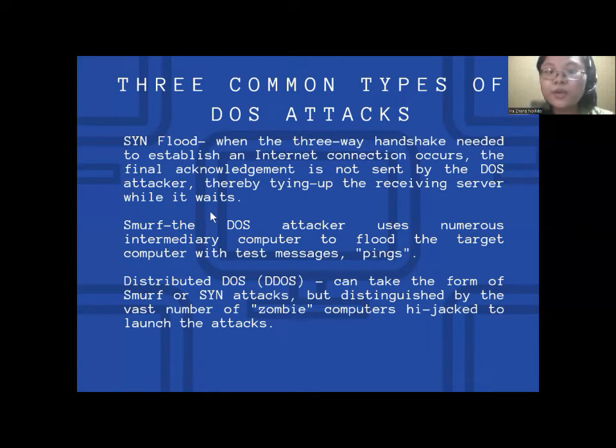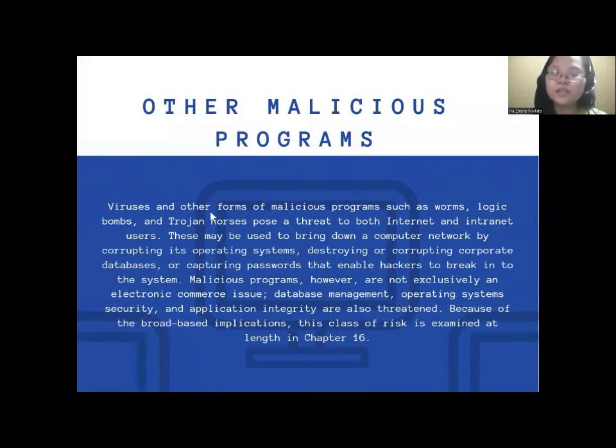Then we have the last one, which is the distributed denial of service attack. So this can take the form of Smurf or SYN attacks, but is distinguished by the vast number of zombie computers hijacked to launch the attacks. So ano pa ba yung other malicious programs that create risk sa e-commerce?